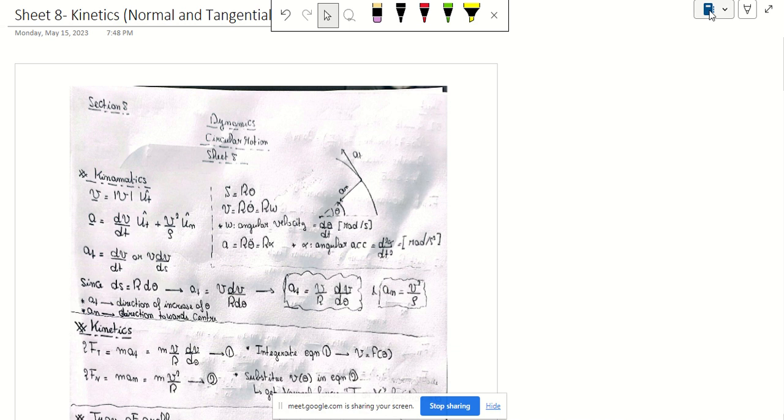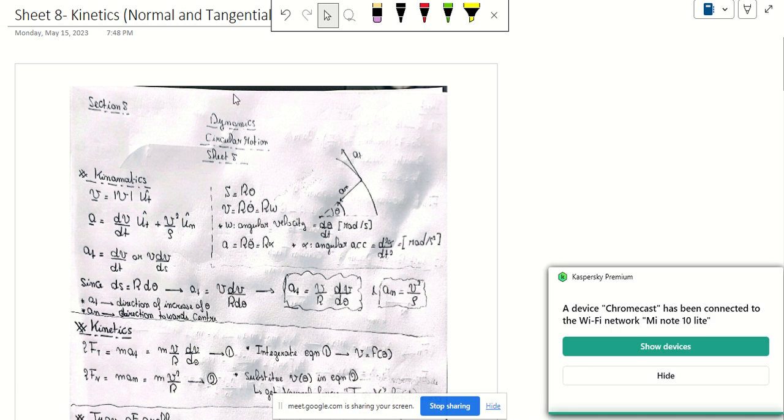Today we're gonna continue the first part, or maybe the second part, of the kinetics section in our curriculum. We were moving to sheet number 8, which is talking about the kinetics regarding the normal and tangential components. If you remember, last week we were going through the kinetics for the rectilinear motion, a motion in a straight line, and we defined the motion in two axes, the x-axis and the y-axis.